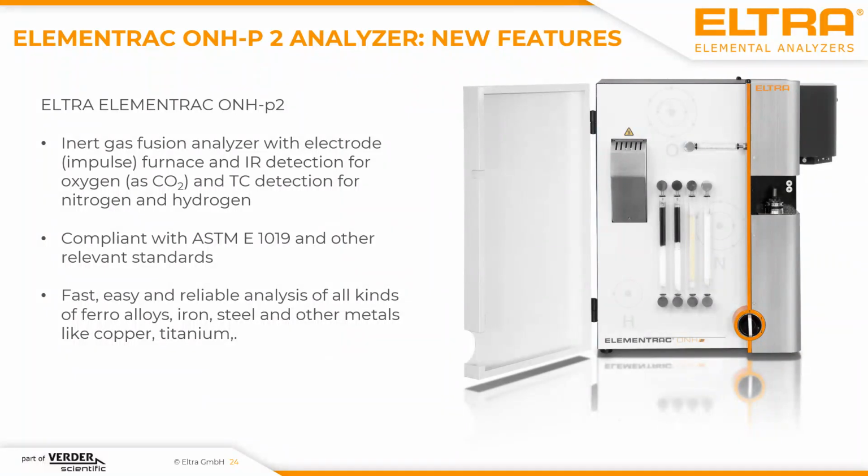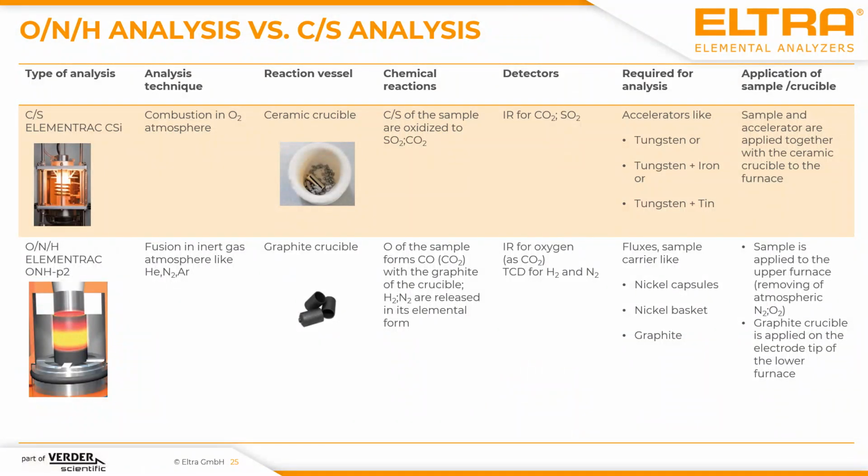titanium, and ceramics. At first glance, the Elementrac CSI, which is suitable for carbon and sulfur measurement, and the Elementrac ONHP2, which is suitable for oxygen, nitrogen, and hydrogen analysis, look pretty much the same. But the technique inside is something totally different. For carbon and sulfur analysis, you put your sample in a crucible, add some accelerator, and use oxygen as carrier gas. The oxidation of the sample causes the release of CO2 and SO2, which is measured in infrared cells.